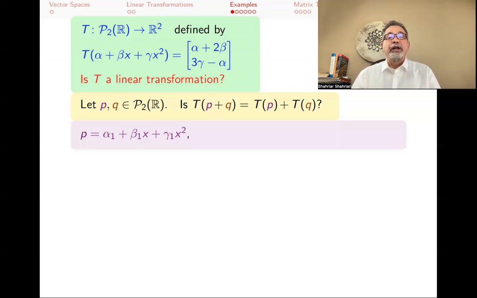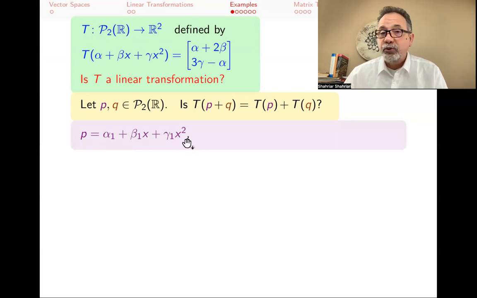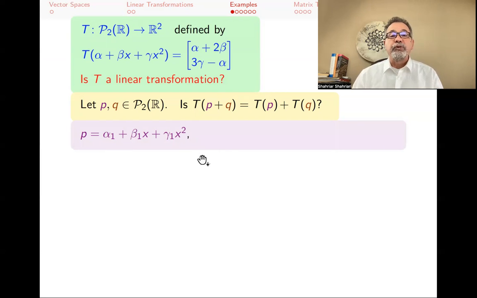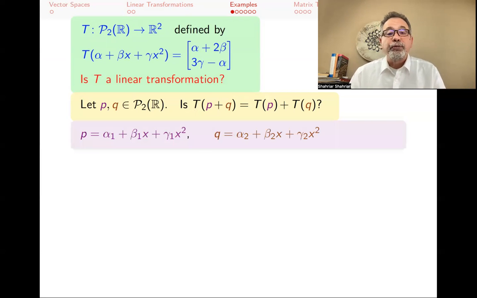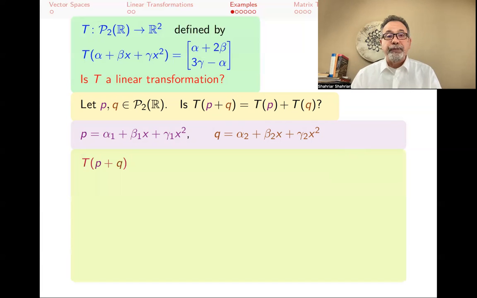Well, first, I say, what is P? P is a polynomial of degree less than or equal to 2. So P looks like, I can't do one example, so I have to do this in general. P is alpha 1 plus beta 1 x plus gamma 1 x squared, the typical polynomial of degree 2. Same with Q, it is alpha 2 plus beta 2 x plus gamma 2 x squared. So now I've got to find T of P plus Q and see if it's T of P plus T of Q or not.